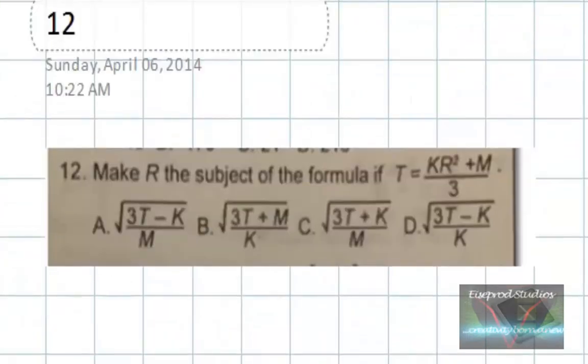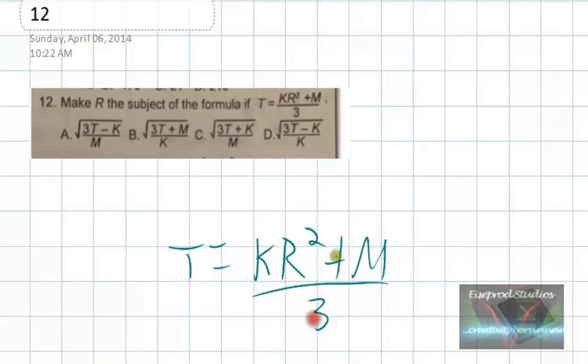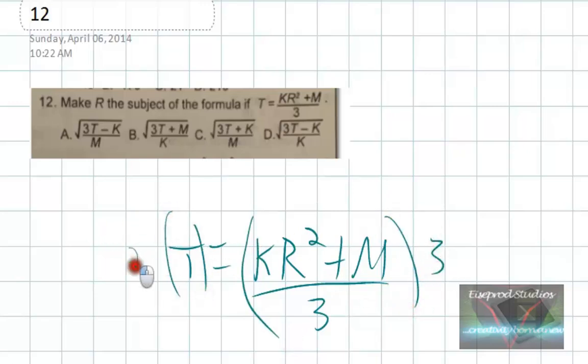So here we have question 12, and it says make R the subject of the formula if t is equal to (k r squared plus m) over 3. So I'm going to rewrite this. So I would start by multiplying by 3 on both sides so that I can start isolating R. These would cancel, so I'm left with 3t is equal to kr squared plus m.